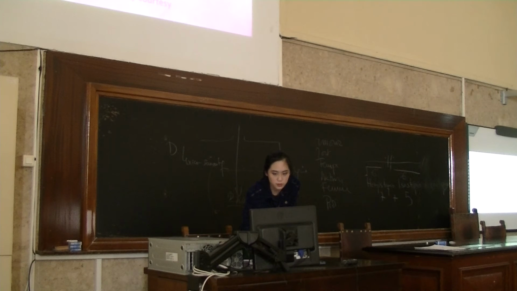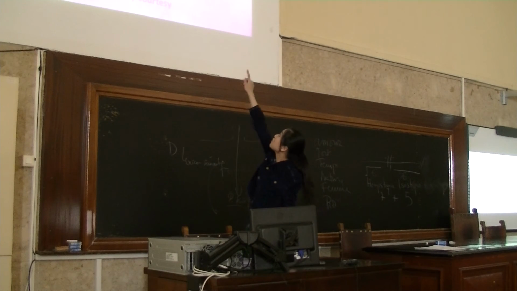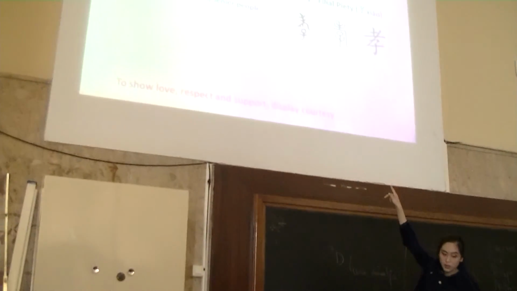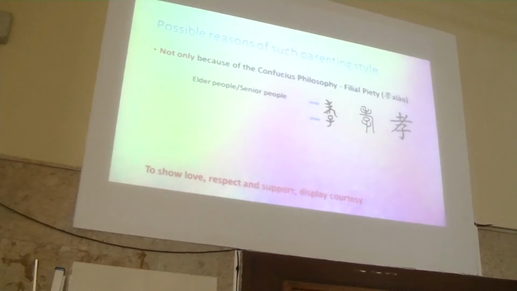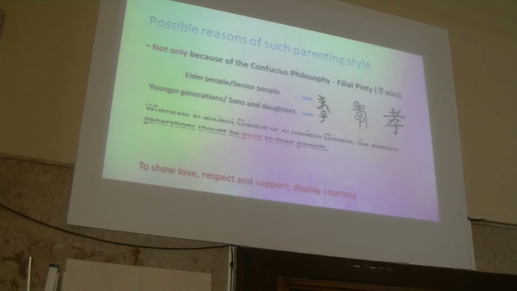Possible reason of such parenting style, not only because of the Confucian philosophy, filial piety. Yeah, we call it xiao. These words above mean elder people or senior people, and below this character, that means younger generation, or sons or daughters. So, xiao means it's a word to respect your parents or respect the elder generations.